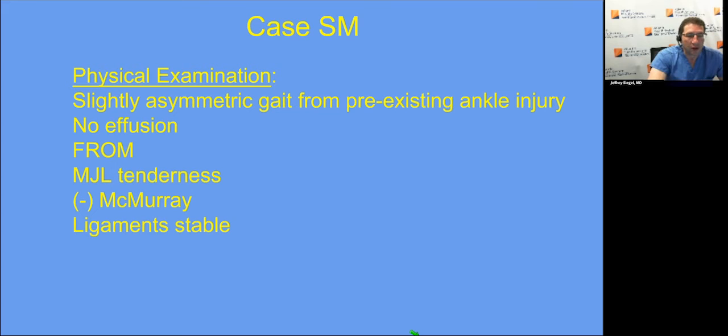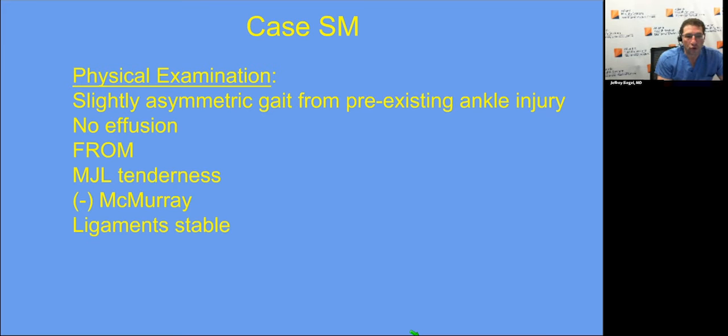On examination, she did have a slightly asymmetric gait, but it was felt this was most likely from a pre-existing ankle injury. She didn't have any fluid in her knee. She had good motion. She had medial joint line tendinitis, but a negative McMurray sign.